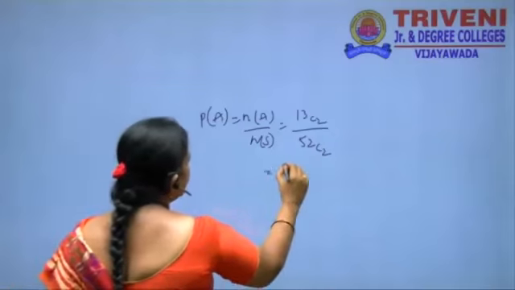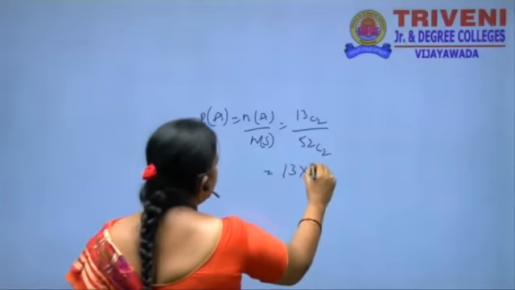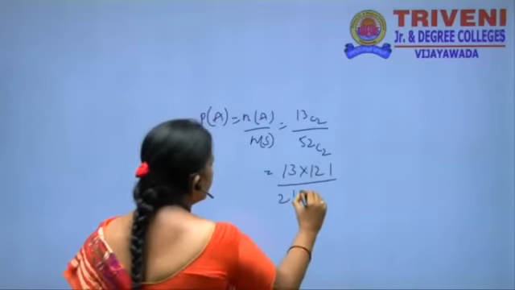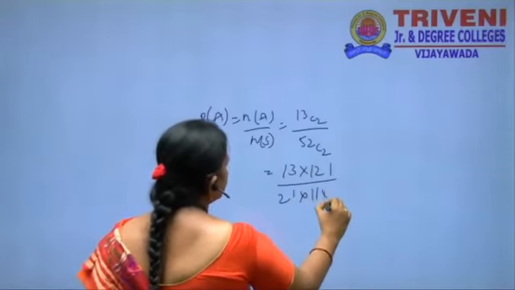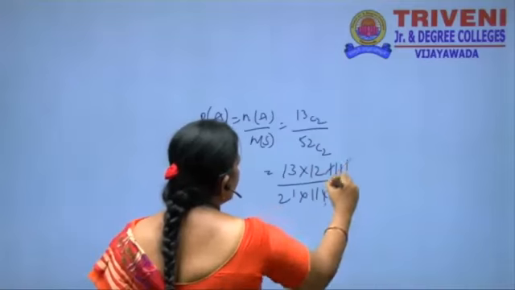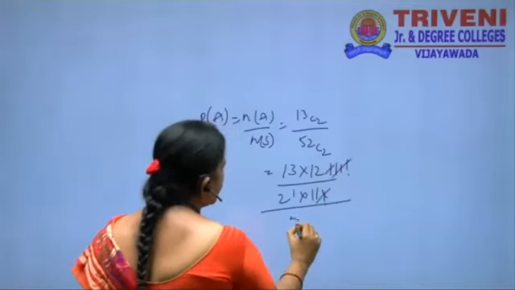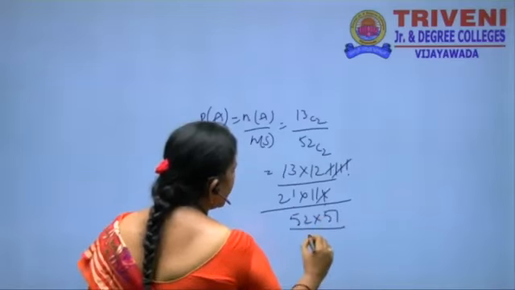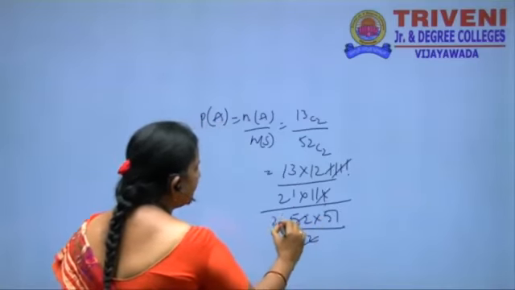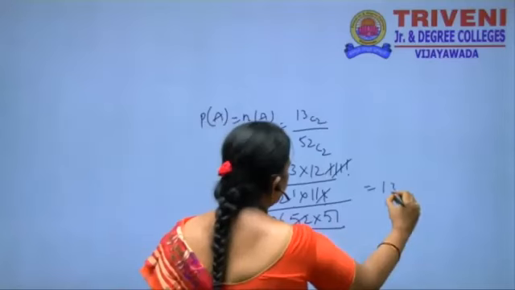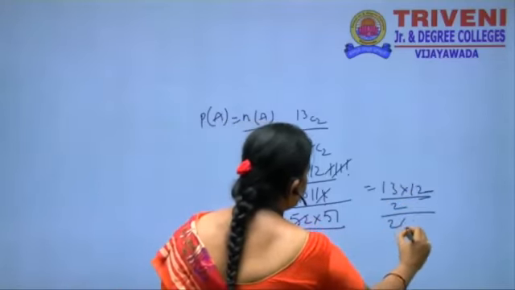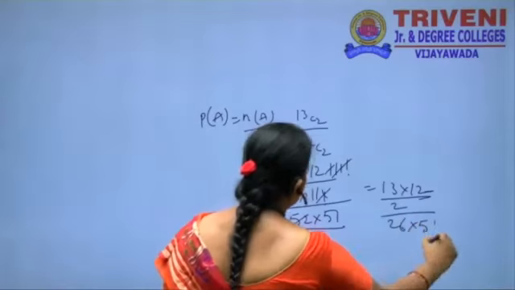That is, 13C2 can be written as 13 into 12 into 11 factorial by 2 factorial into 11 factorial. 11 factorial gets cancelled here. 52C2 is 52 into 51 by 2. Here 2 will cancel, 26. So 13 into 12 by 2 by 26 into 51.